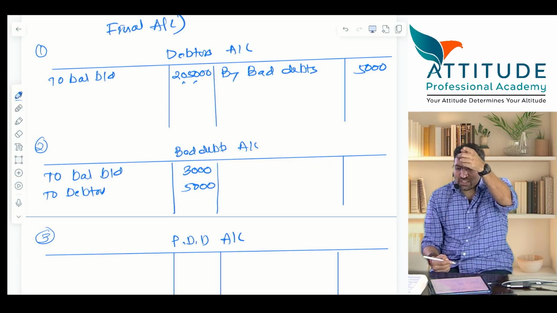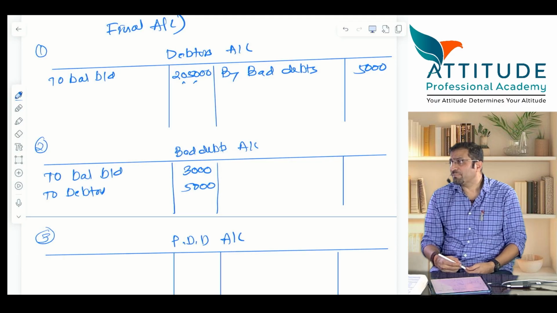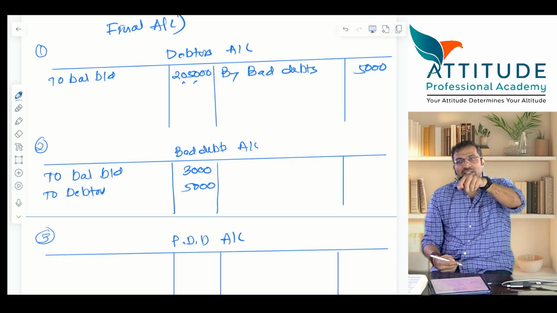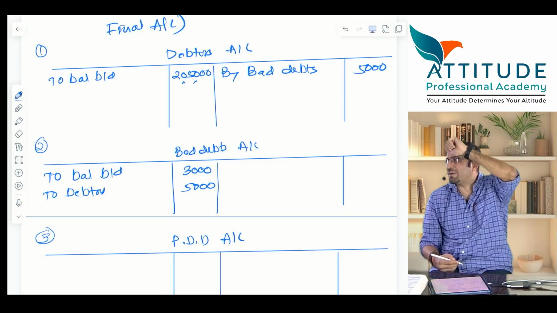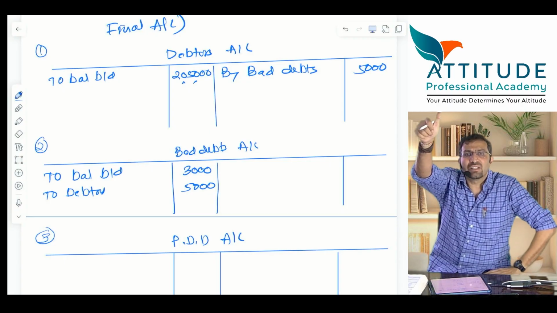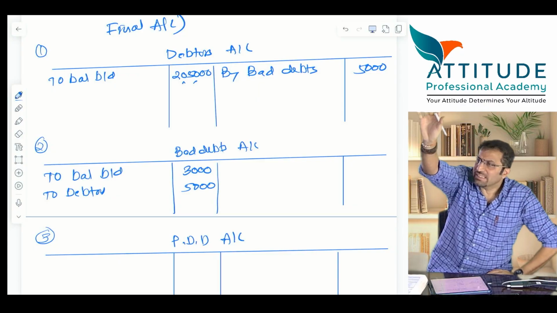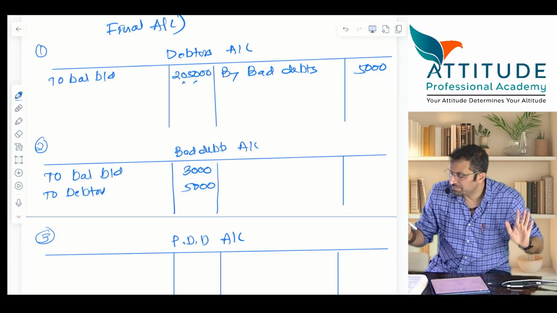Sir, but that 3,000 is not appearing in debtors account. Why? 3,000 is already passed. After passing that only the debtors balance has come down to 2 lakh. How much? 5,000. समझ में आ रहा है? All of you there with me? Yes? Okay. So first entry is done.